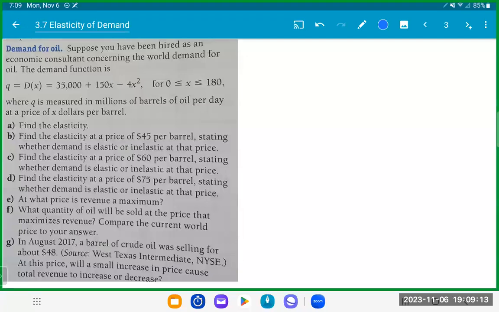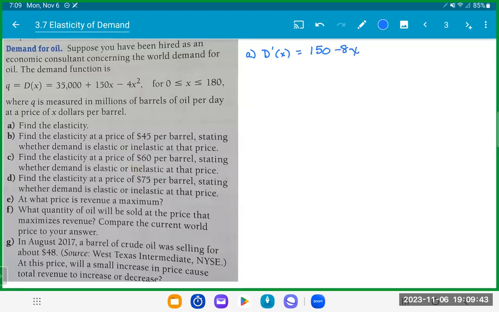Then we're going to look at the elasticity at these various different price points, $45, $60, $75. And then we will look at where our revenue is maximized. Okay. So the first thing that we want to do, again, is take our derivative. The derivative of our function then is going to be 150 minus 8x.